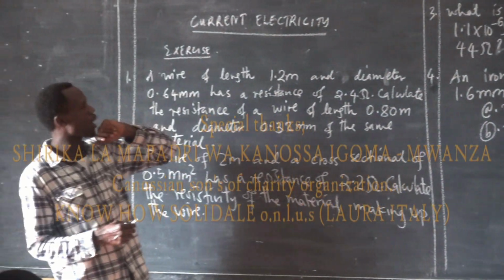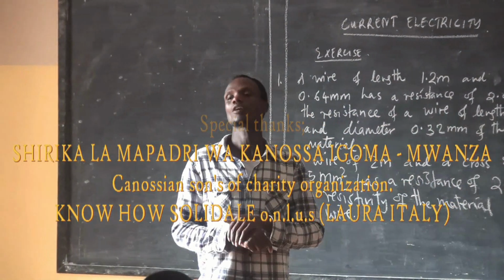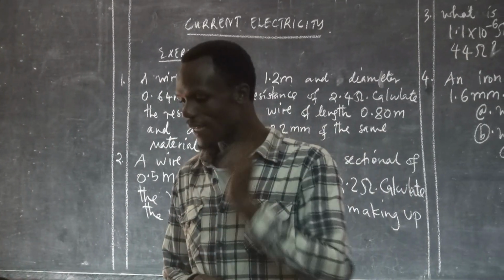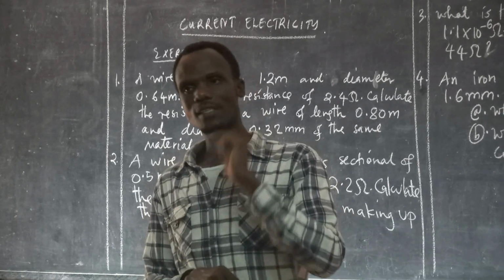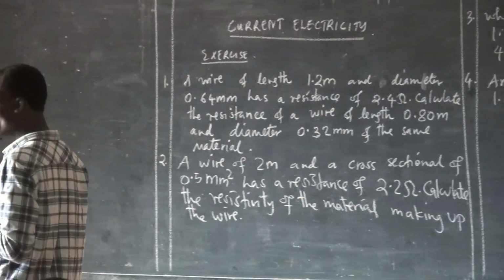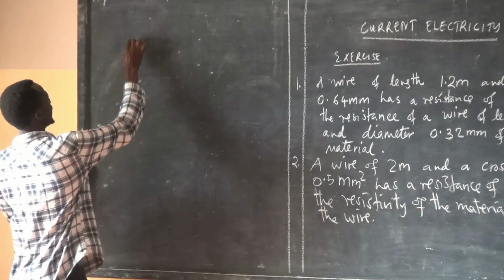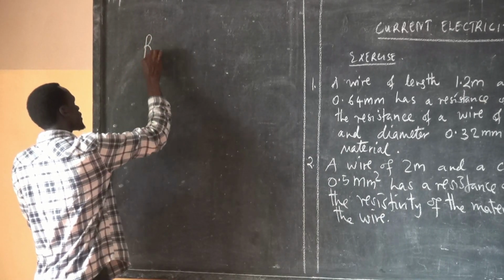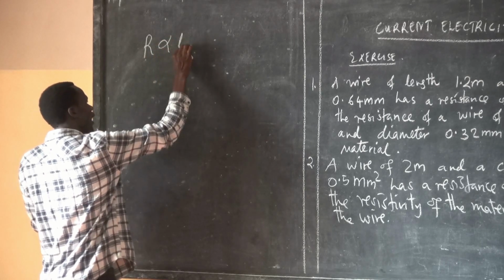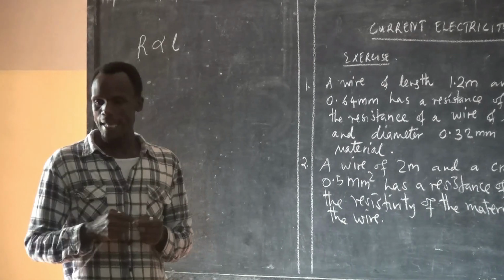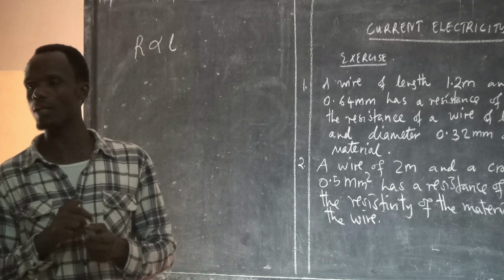Here, we definitely talk about the factors that affect the resistance of the conductor. The first concept, talking about current electricity: factors affecting resistance of the conductor. The first factor, we have said, is that resistance is directly proportional to the length of the conductor. Means, as you increase the length of the conductor, there is a gradual increase in resistance of the conductor.